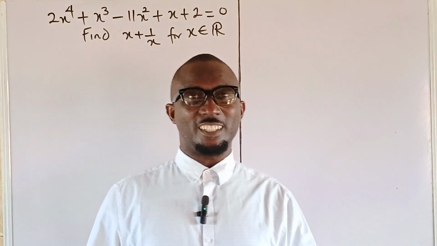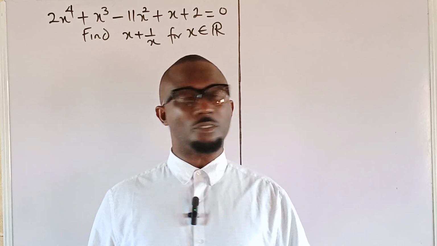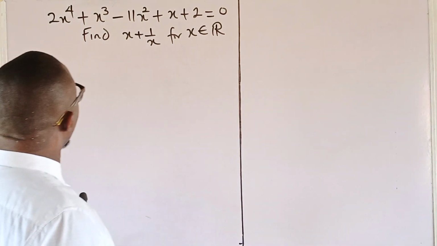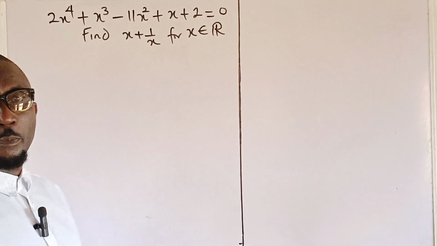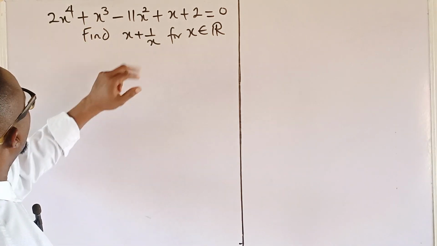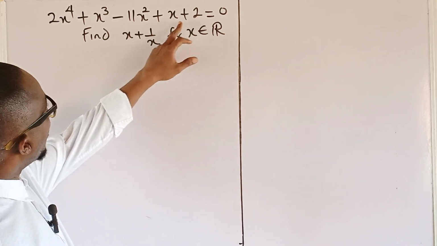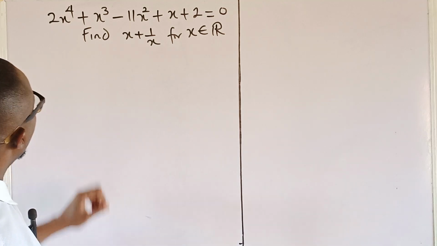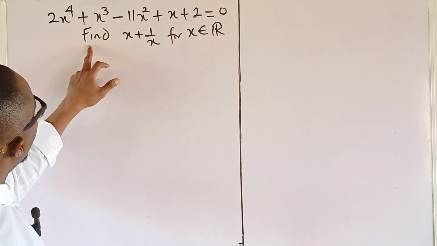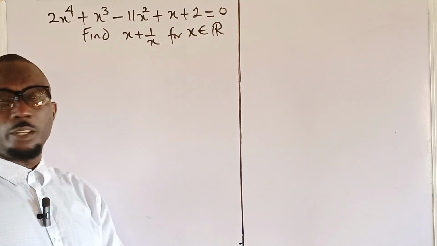Let me provide a lasting solution to this simple palindrome polynomial equation. So we have a nice polynomial here, a quartic polynomial actually. We have 2s to the fourth plus s cubed minus 11s squared plus s plus 2 equal to 0. We have to find the value of s plus 1 upon s for all real values of s.